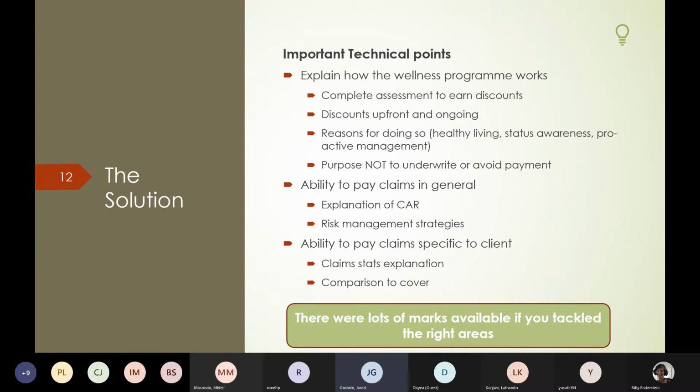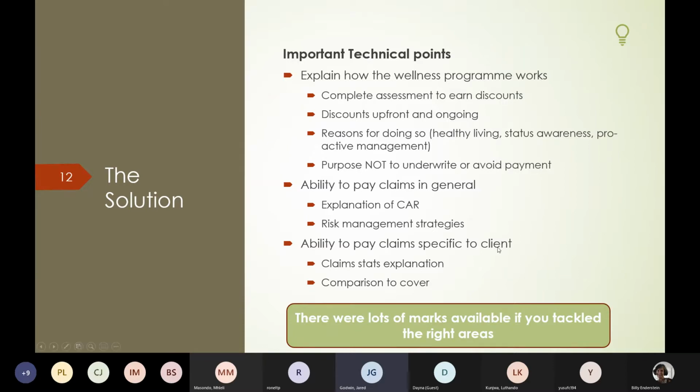And you had to explain what CAR is, because not everyone knows what CAR is. And so you had to explain it in layman's terms, so that he would then be comfortable that you are a financially strong insurance company, and that you have adequate risk management strategies in place, like reinsurance, that then allow you to make good on your claim liabilities.